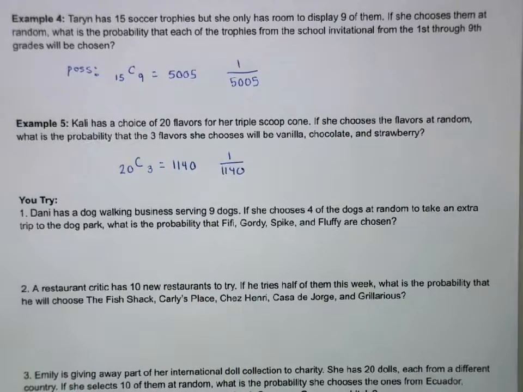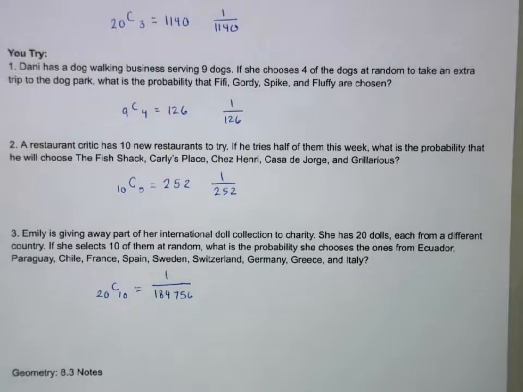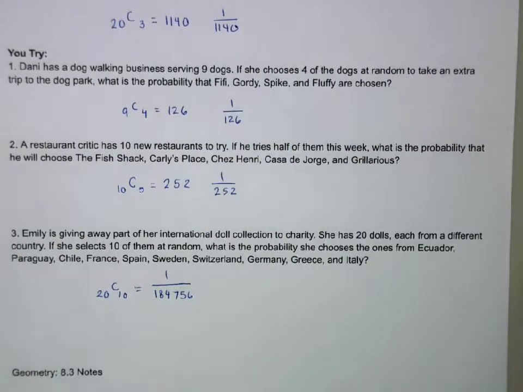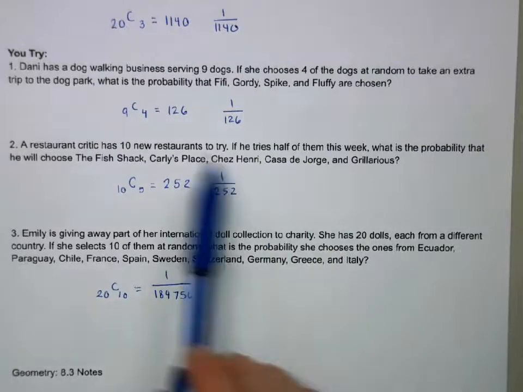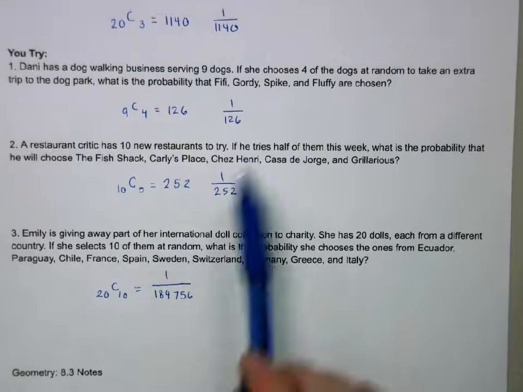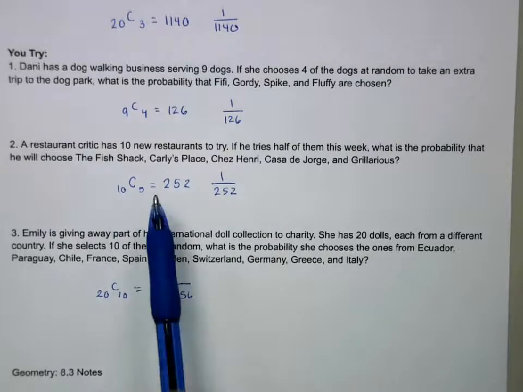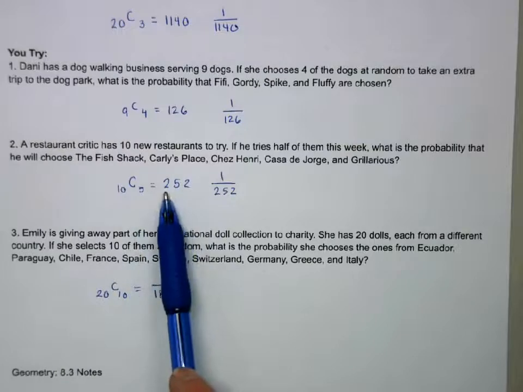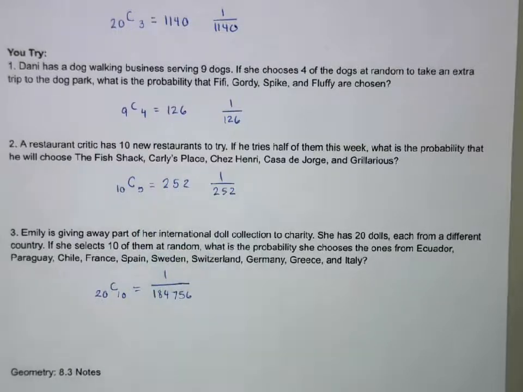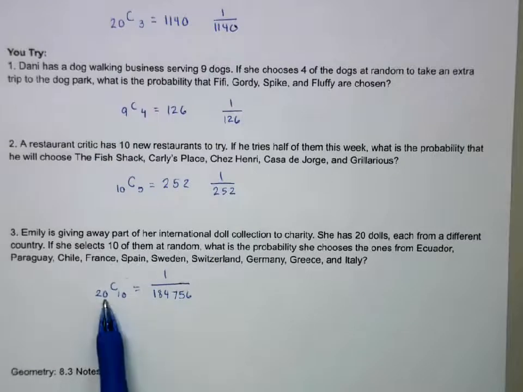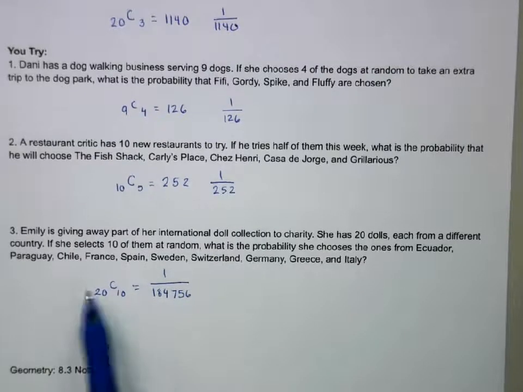All right, so these are all just more combinations. If you've got 9 dogs and we want to pick 4, it doesn't matter if we have Fluffy then Spike or Spike then Fluffy, we just want them in the group. So that's 9C4, which is 126, so the probability is 1 out of 126. 10 new restaurants, if we want half of them, is 252, so there's a 1 out of 252 for those specific restaurants. And then 20 choose 10 gives us this one.